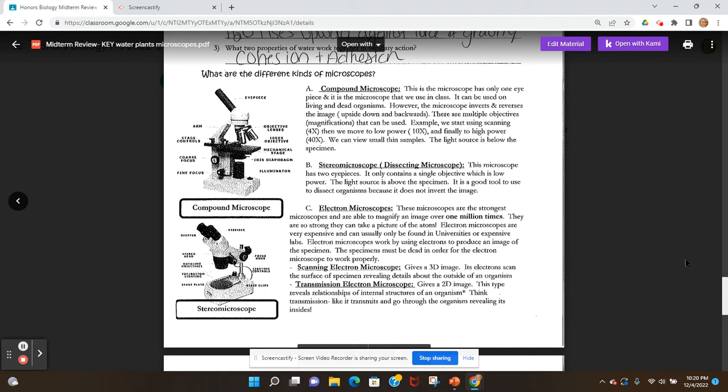Stereo microscope or dissecting microscope. This microscope has two eyepieces. It only contains a single objective, which is low power. The light source is above the specimen. It's a good tool to use to dissect organisms because it doesn't invert the image.